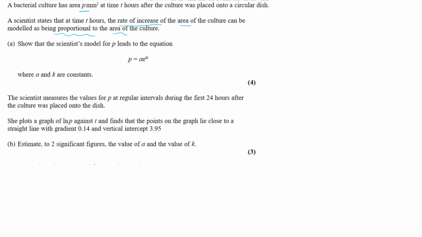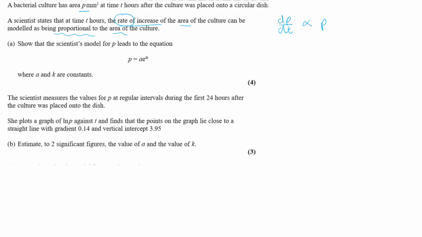So as soon as you see that word rate, you know you're going to have a differential equation, because if things are changing with respect to time, we need to write dP by dt. So what is changing? The area, which we are using the letter P to describe. So dP by dt is proportional, so that's the proportional sign, to the actual area, which is P.